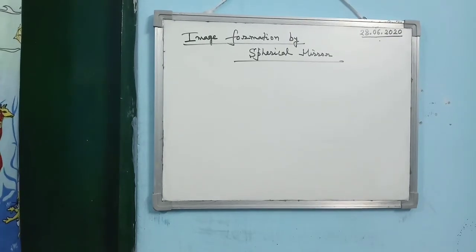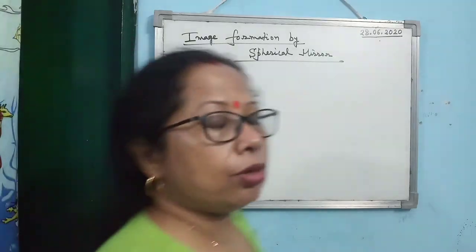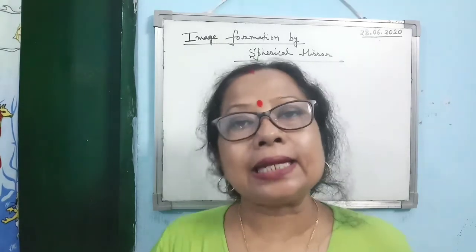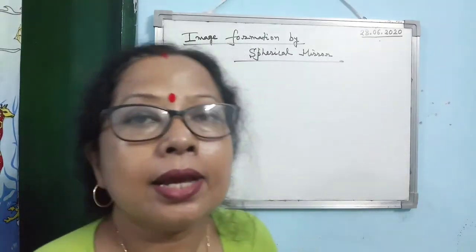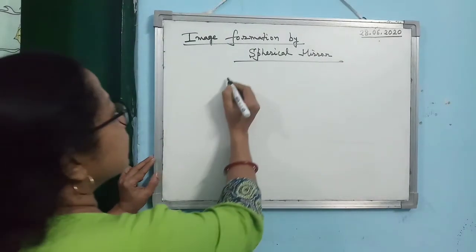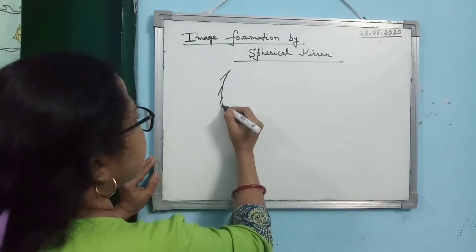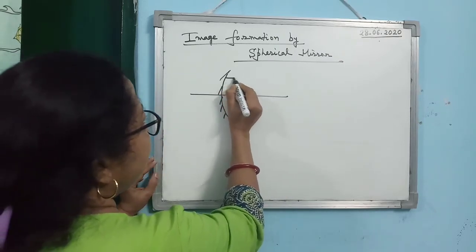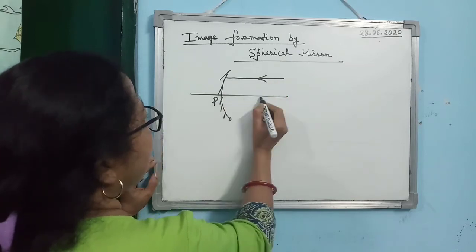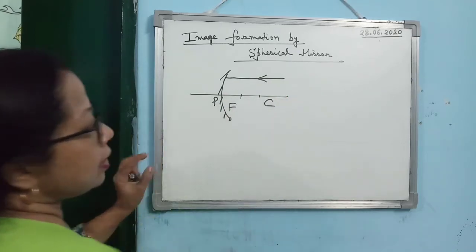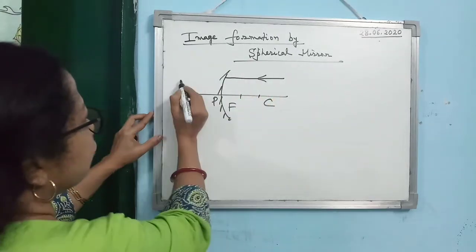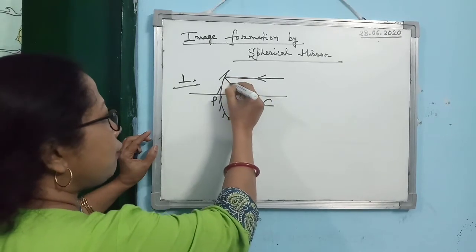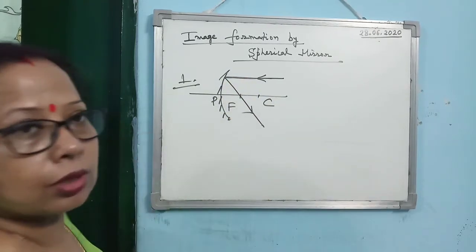Next one is image formation by spherical mirror. Now we know that whenever we want to draw the ray diagram for image formation, at least 2 rays we need. Now in case of spherical mirror, which are the rays we prefer to consider while drawing the image formation? First option: a ray which is parallel to principal axis. After reflection, it will pass through focus.